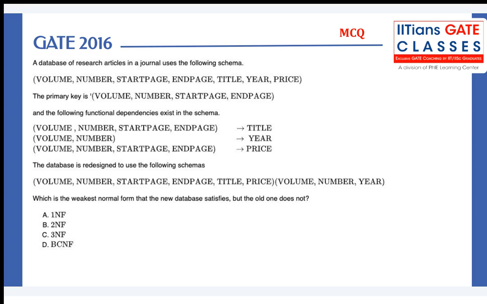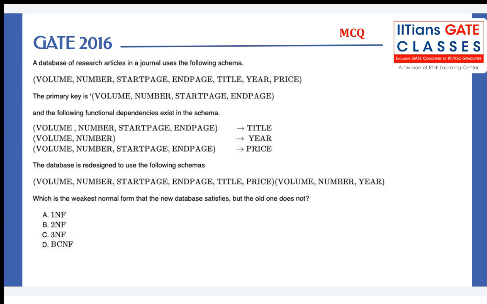Okay. So there is a database of research articles in a journal. It uses this schema, and they have also given the primary key. The primary key is volume number, start page, end page, and these are the functional dependencies that exist. The database has been redesigned to use the schema given below. They have divided the table into two different tables. One has volume number, start page, end page, title, price as the attributes. And another is volume number and year. Okay, this is the question.